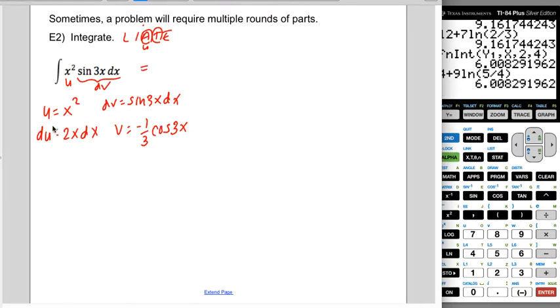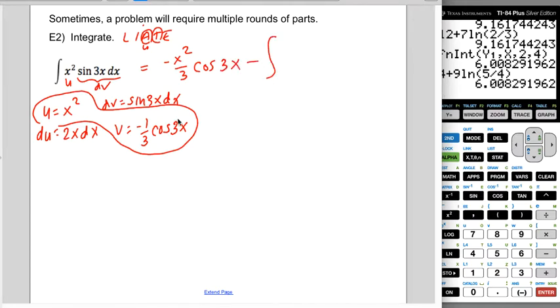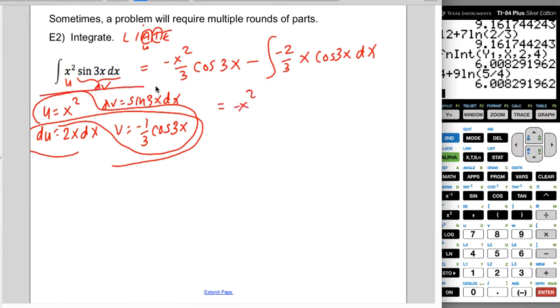So now I'm going to do uv, which is going to be negative x squared over 3 cosine of 3x. That's great, okay, minus the integral of v du, which are these guys. So that's going to be negative 2/3 x cosine of 3x dx. Now, I would probably clean this up a little bit, but the issue at hand is that no matter how much I clean it up, that second integral is still going to need parts again. I'd probably make the 2/3 positive because I have that option, because there's a minus and a negative.